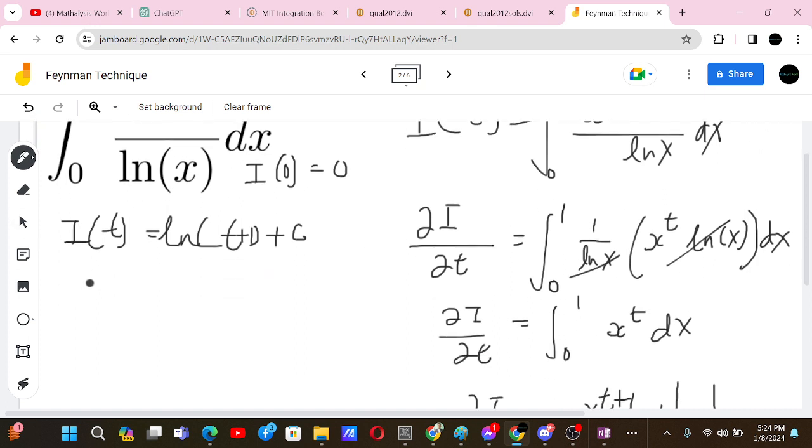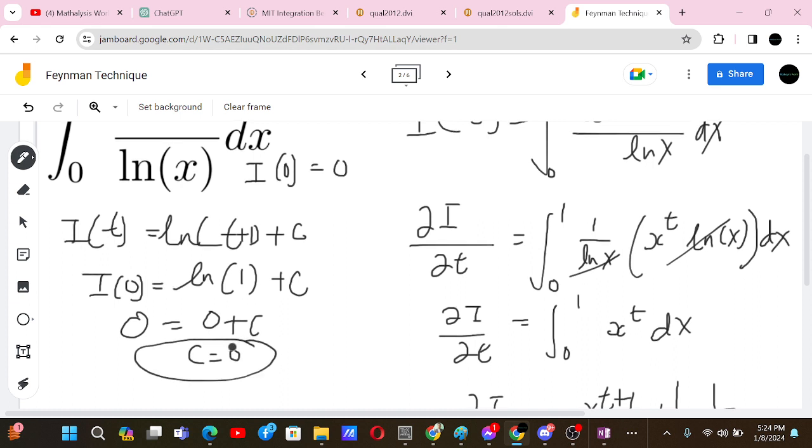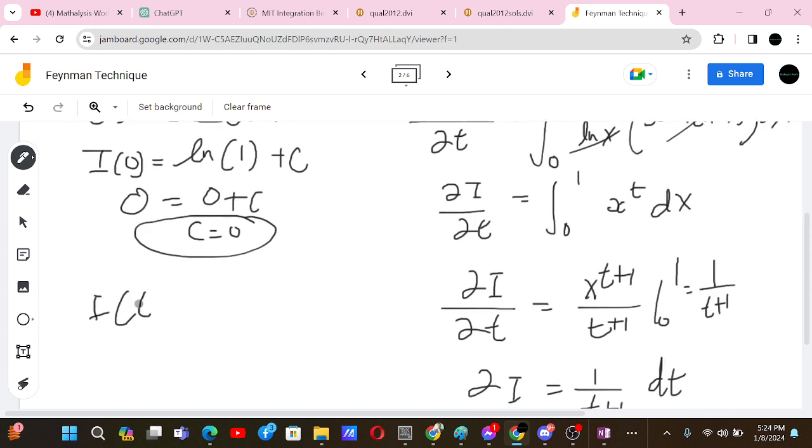So we will use that. We will try to find I of 0, which is ln of 0 plus 1, that is ln 1, plus c. Now I of 0 is 0, and ln 1 is also 0, plus c. That's why c equals 0. So we get I of t equals ln of t plus 1 plus 0.